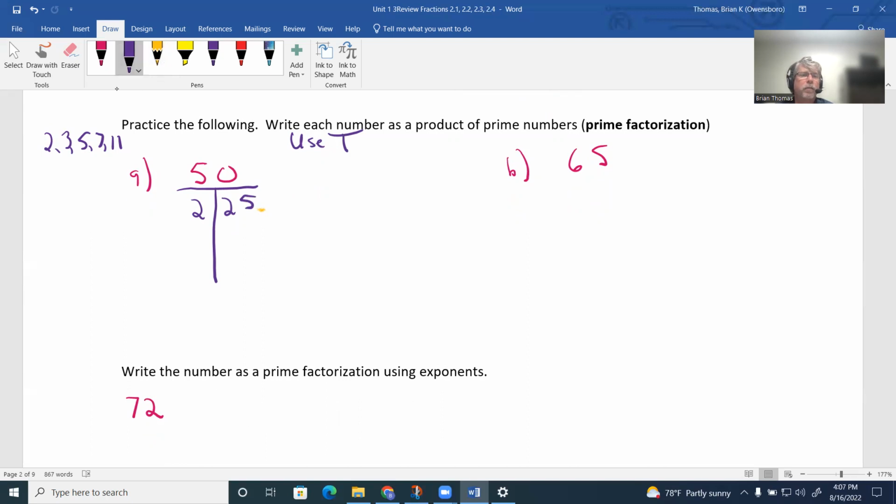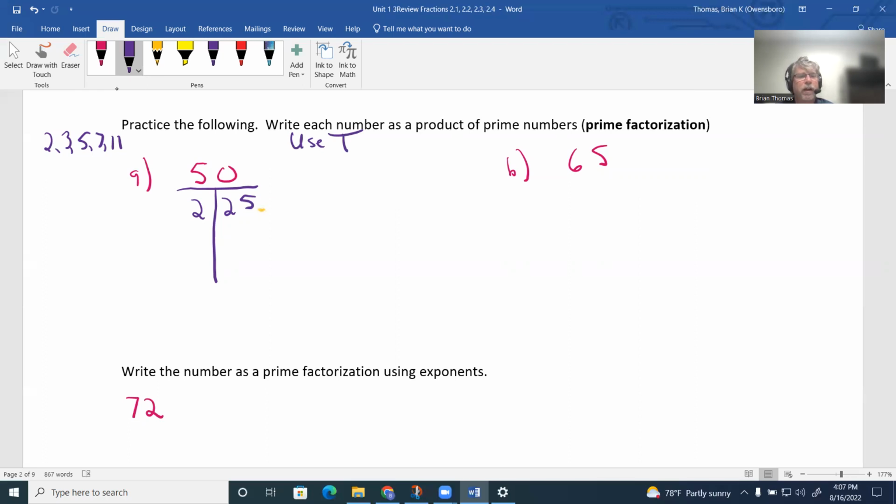So that means I have to move on to my next prime number, which is 3. Does 3 go into 25 evenly? Does 3 times anything give me 25? If you're unsure, you can type that into a calculator, 25 divided by 3. And we would see that that's a decimal, so 3 is not a prime factor of 25.